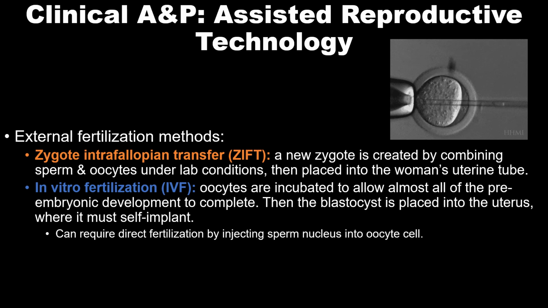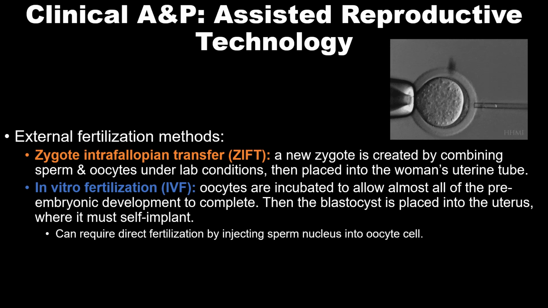conceptus is ready for implantation, it is at this point a blastocyst almost done with the pre-embryonic period. Now, it could even be an embryo at this point. And so the conceptus is now going to be transferred from the petri dish, as it's sometimes called, into the mother's uterus, where it has to implant naturally.